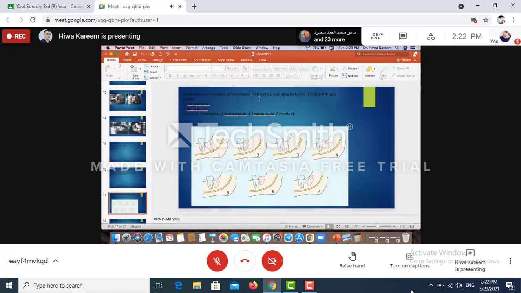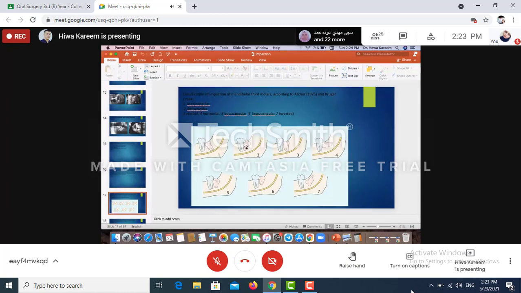Classification of the impacted third molar according to Archer and Kruger. We have two types of classification: Archer and Kruger, and Pell and Gregory classification. Archer classification is very easy, according to the angulation. The first one, mesio-angular. This is mesio-angular. The third molar is tilted or inclined to the second molar.